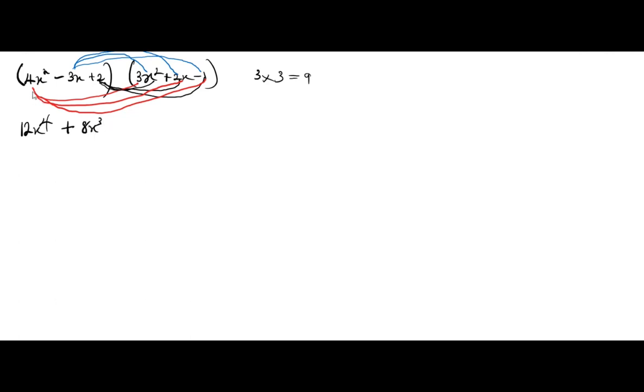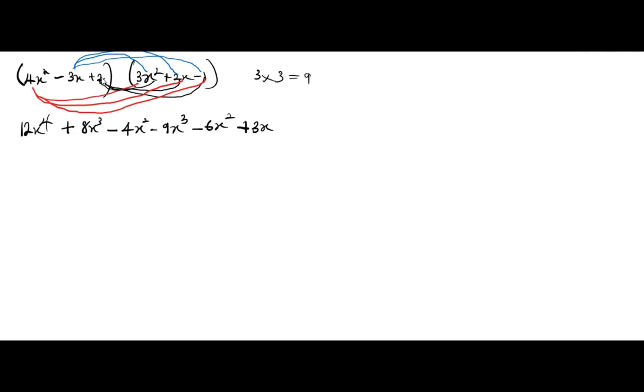Then we have 4x squared times minus 1. We have minus 4x squared. Then we go over to this minus 3x. So you have minus 3x times 3x squared. You have minus 9x raised to the power 3. Then you have minus 3x times positive 2x. So you have minus 6x squared. Then you have minus 3x times minus 1. Then you have plus 3x.